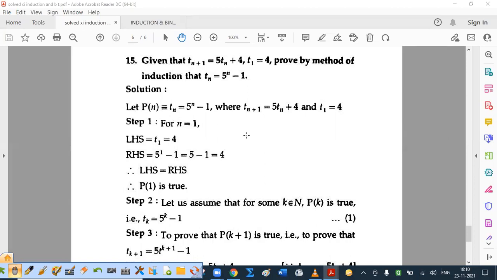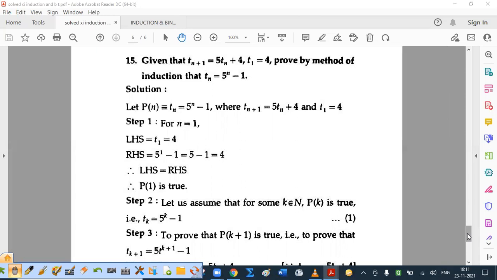Now for n equal to 1, what is LHS? T1, that is first term, which is 4. What is RHS? 5 raised to 1, that is 5 minus 1 equal to 4. Therefore, LHS equal to RHS. Means what? P of 1 is true.